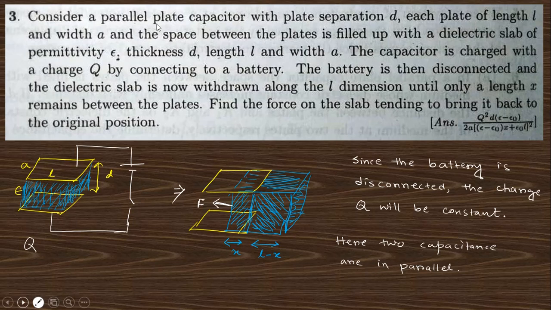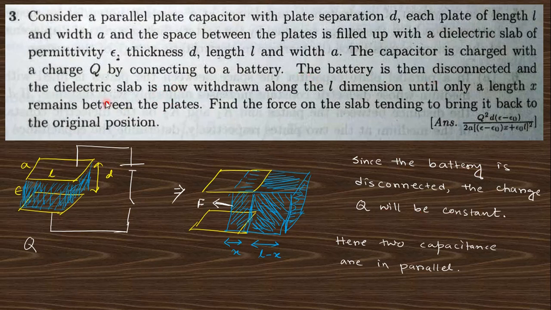This question says, consider a parallel plate capacitor with a separation D. This is a parallel plate capacitor with separation D. Each plate has length L and width A. This is L and this is A. And it is filled with a dielectric slab of constant epsilon. This is the slab epsilon, thickness D, length L and width A. The capacitor is charged with charge Q by connecting a battery. Now we disconnect this battery, so the charge will be Q. There is no problem, because if we disconnect the battery, the charge will be constant.